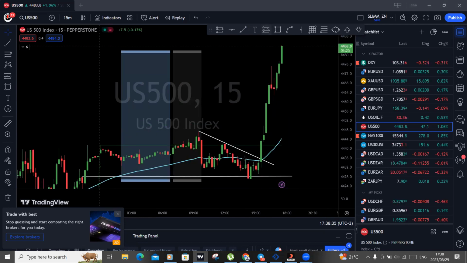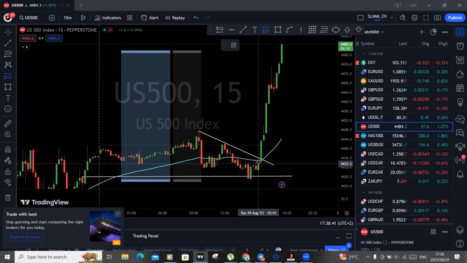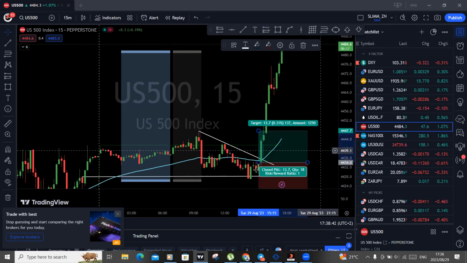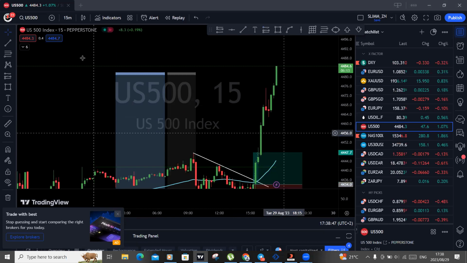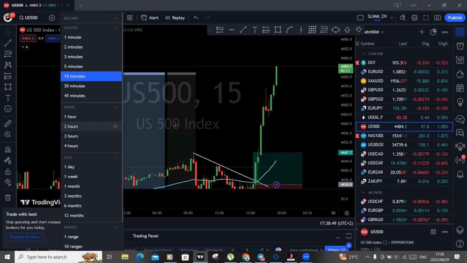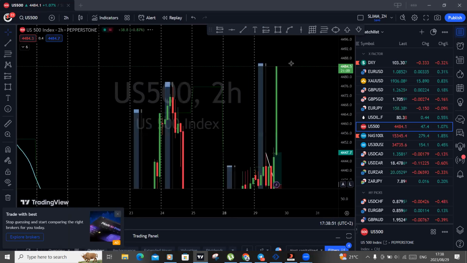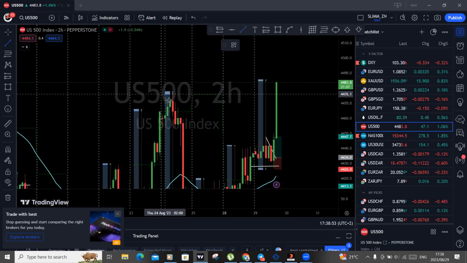So this one, I'm not sure if we would have been able to catch it based on the things we were looking for, but if we did, the best setup would have been looking like this. Stop loss outside that range, take profit at this high here.